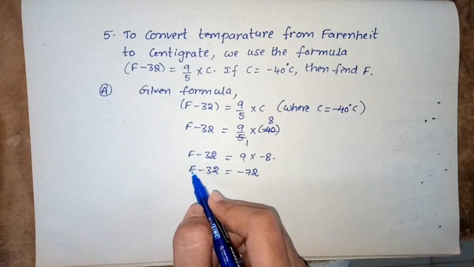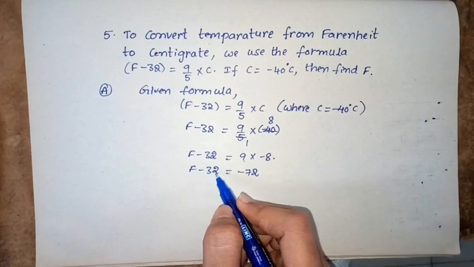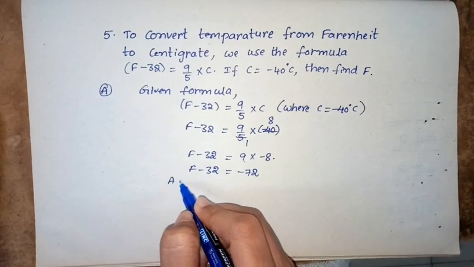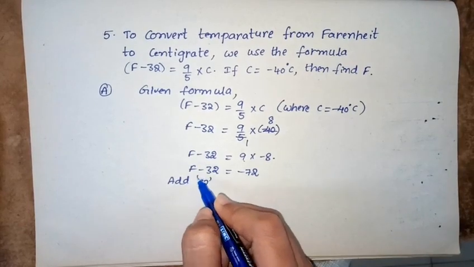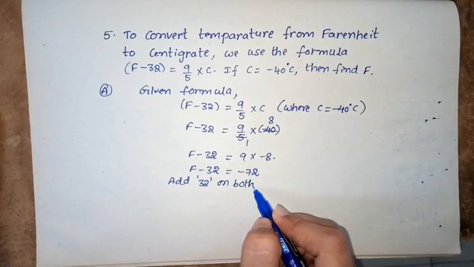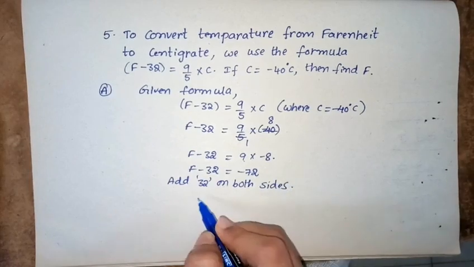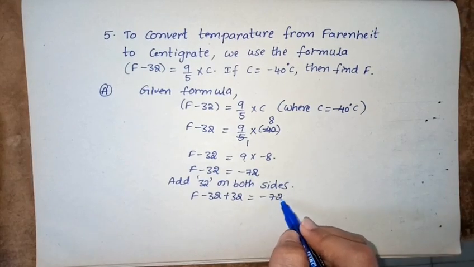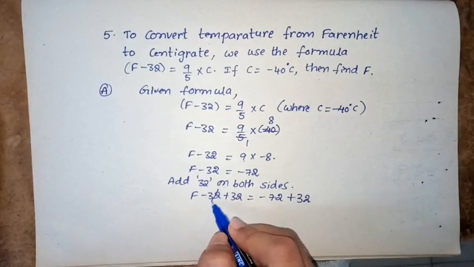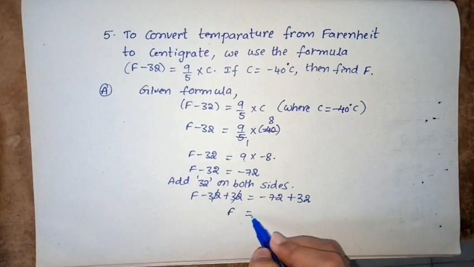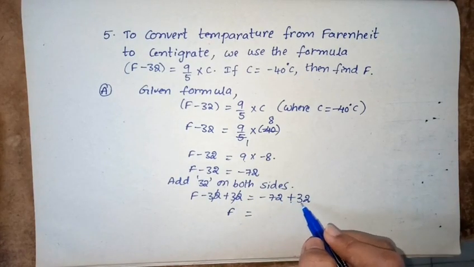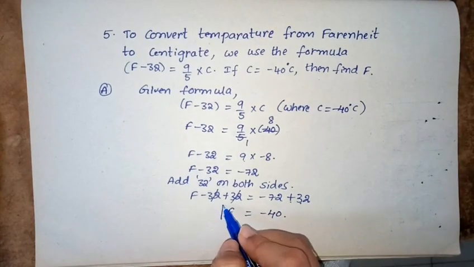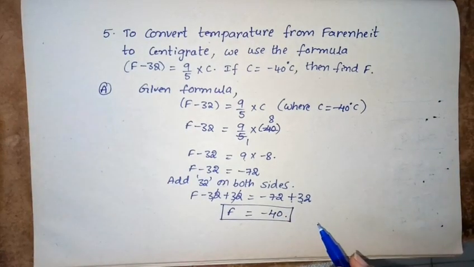Now find the F value by removing minus 32. Add 32 on both sides. F minus 32 plus 32 is equal to minus 72 plus 32. Minus 32 plus 32 equal to 0. So finally F equal to minus 72 plus 32, that is equal to minus 40. So finally the F value equal to minus 40. So this is the solution for the fifth one.